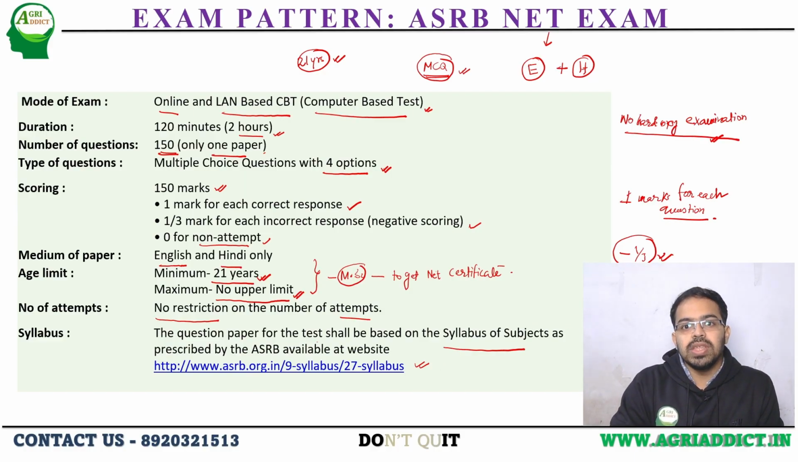And what is the difference between ASRB NET and other NET exams like CSIR or UGC? The difference is ASRB is held only one time in a year, while these two exams may happen more than one time in a year. In recent years, mostly during the post-COVID time, the continuity of the ASRB NET exam has been a little bit disrupted, but generally it will occur once a year.